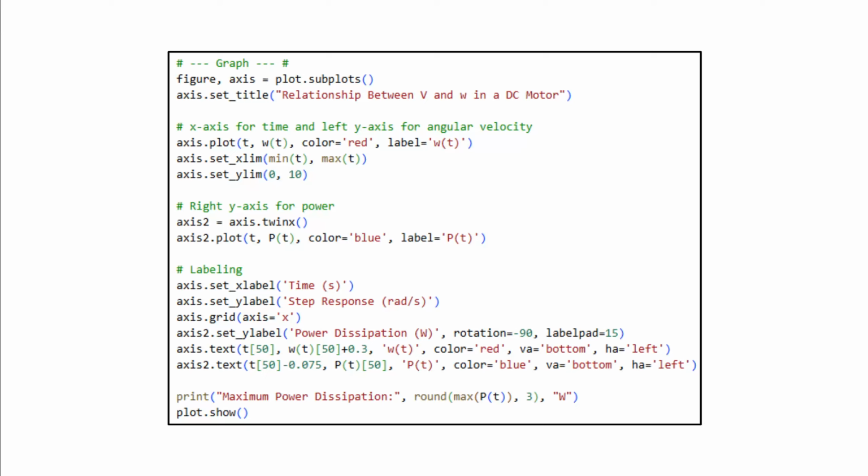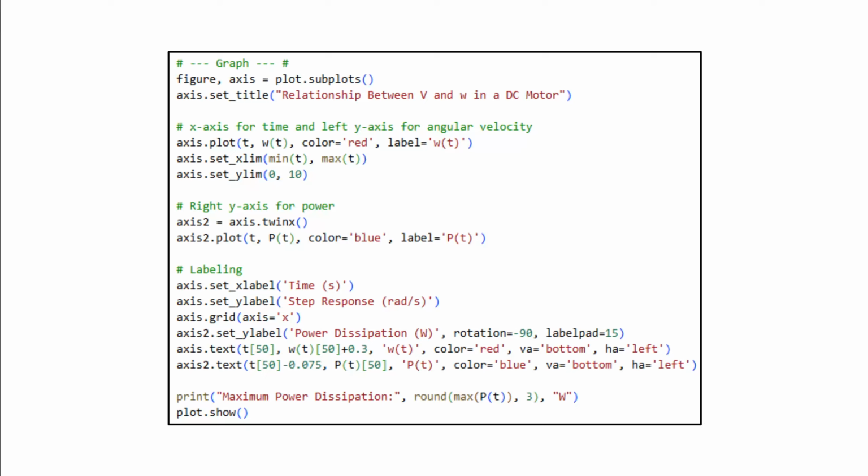Then we have another y label for the other axis, which is power dissipation in watts. Then we have some grid lines along the x-axis, so that's going to show some vertical grid lines. Then we have some labels for the functions, and I have some coordinates given here.